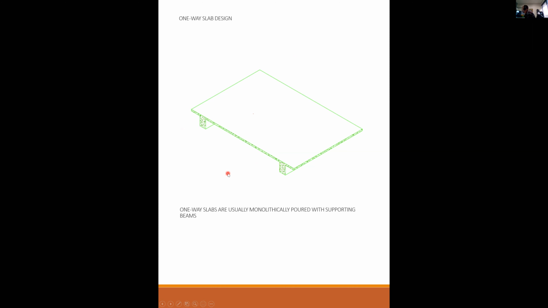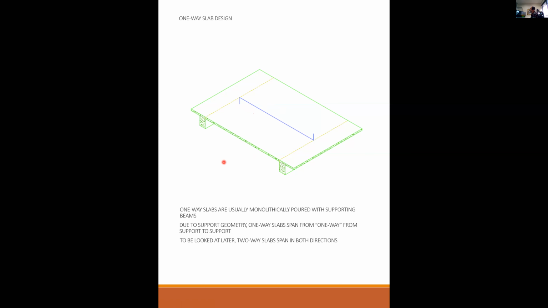So, like I said, one-way slabs are usually monolithically poured with their supporting beams. This is all one big blob of concrete. But the one-way slab is what we call the thinner slab that is spanning from beam to beam. Due to support geometry, one-way slabs span one way, from support to support.